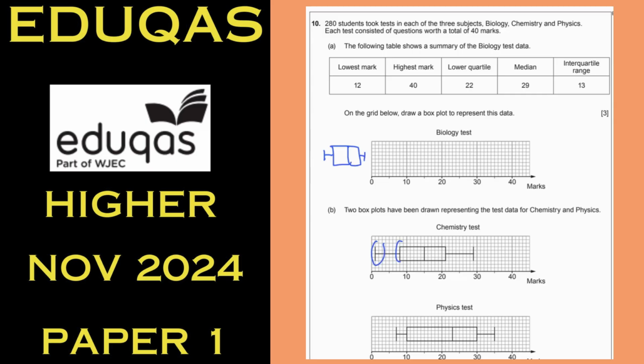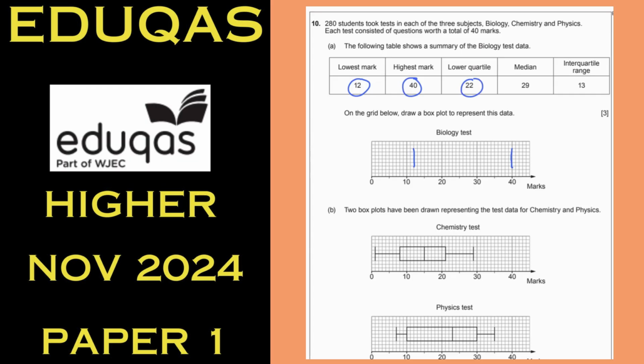As you can see down here, every vertical line is the same height. So do avoid having inconsistent thickness. Here we go though. Lowest mark is 12. You need your first notch at 12. Highest mark is 40. In it goes.